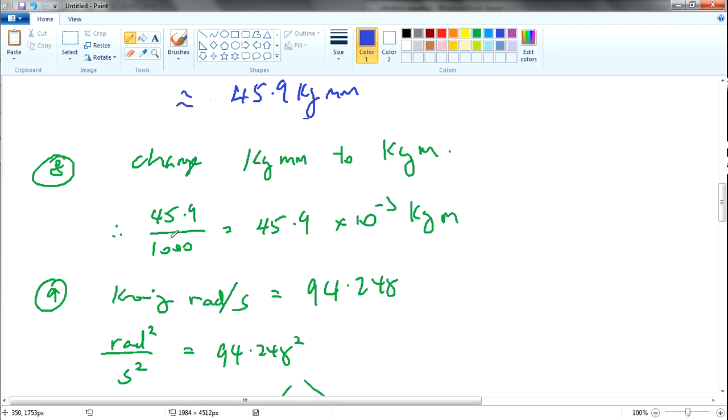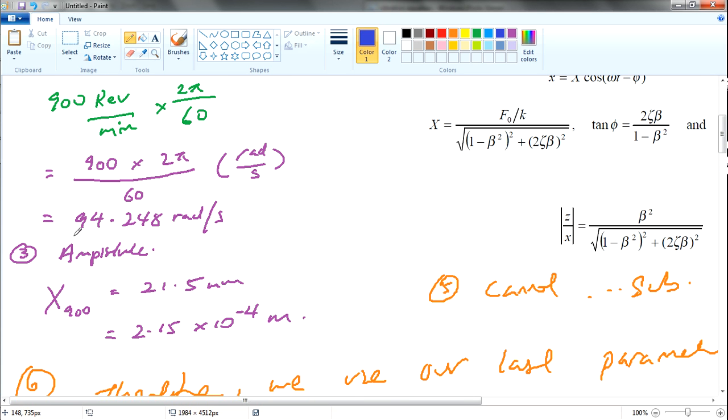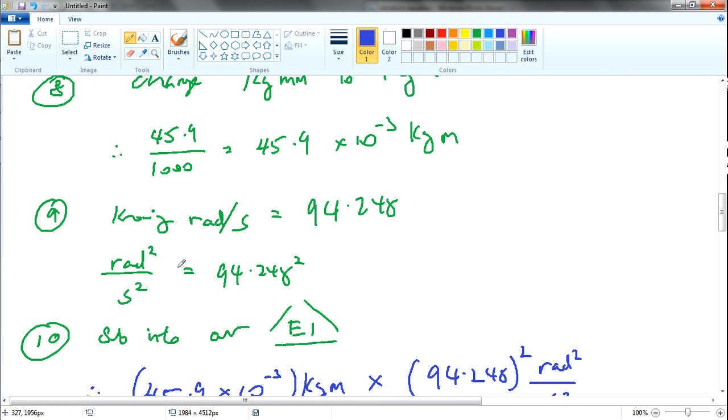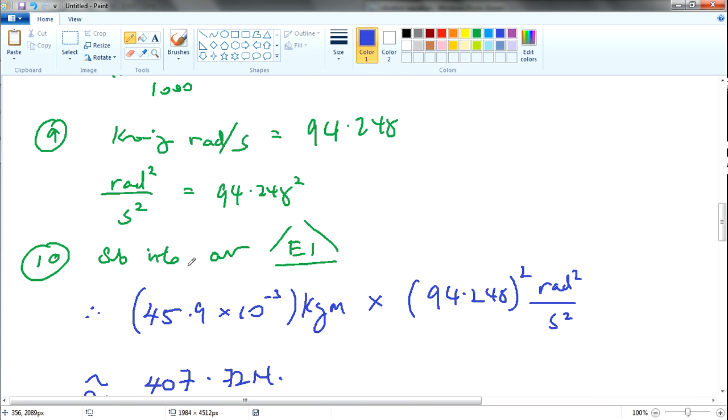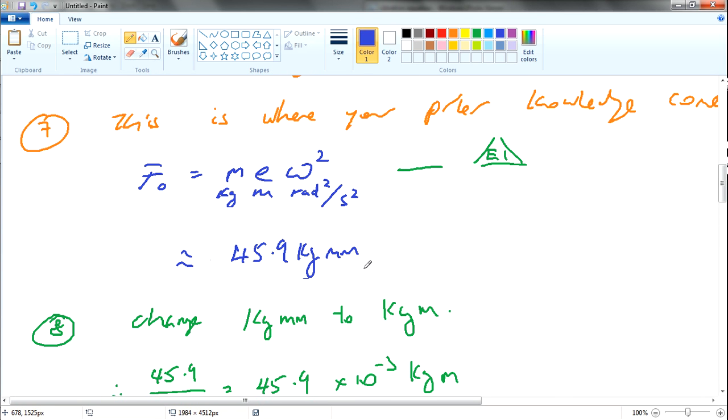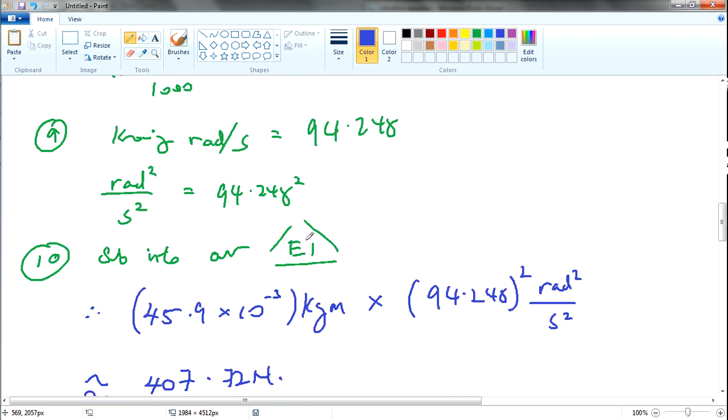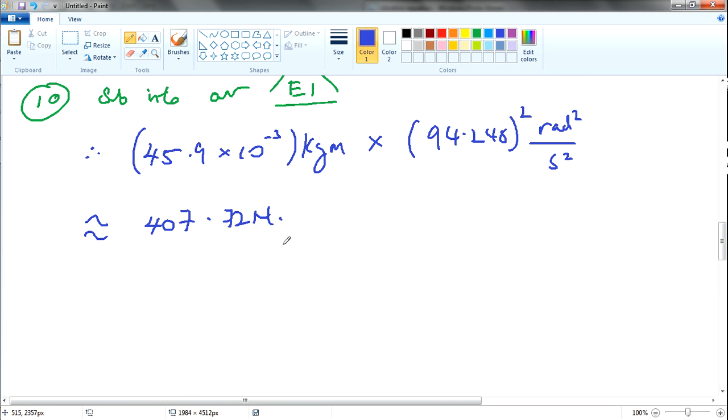In another form, you can actually times 10 to negative 3, so it's all right. So it's kg meter. And then we know that radian per second is equal to 4.248, which is shown over here where I calculated. Radian square per second square is equal to this thing squared, right? So with this set, we can actually sub into our equation 1. So I just put this in terms of equation 1. So we have m, we have e, we have omega square. So finally we have an equation that we can have full values, so we have 47.72 Newton.